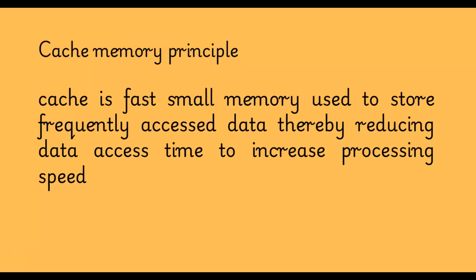Let us understand the principle of cache memory. Cache memory is a fast, small memory used to store frequently accessed data so that we can reduce the data access time and increase processing speed. The cache memory is between the main memory and the CPU. So, whenever the CPU wants some data, it refers to cache memory first. If the required data is not available in cache memory, then only the CPU will try to access the same data from the main memory.